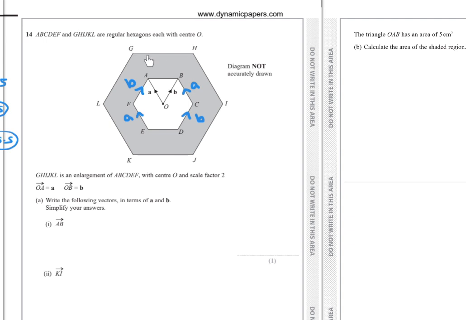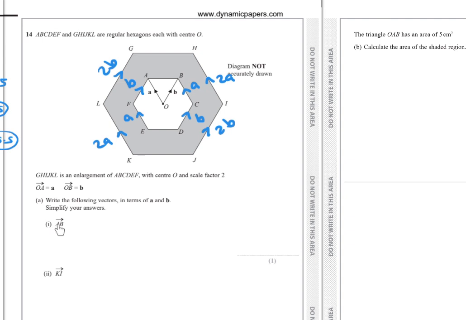Now because the outer hexagon is an enlargement by scale factor 2 of the inner one, you can deduce that if this is A, this is 2A. And also this is 2A. And if this is B, this is 2B. And this is also 2B. This will help you to solve in a proper way.